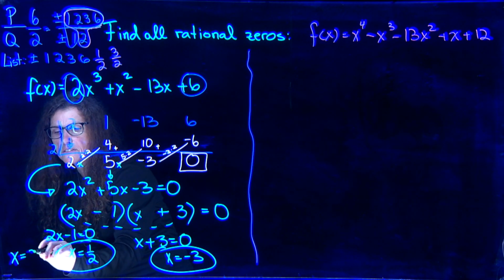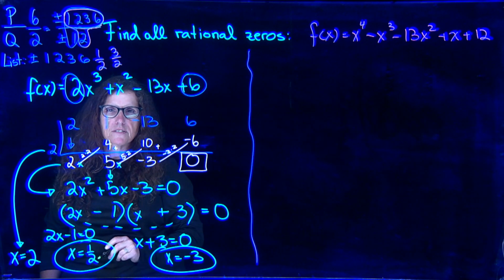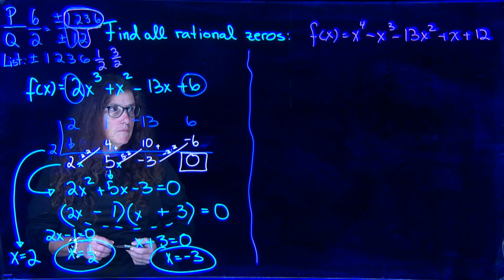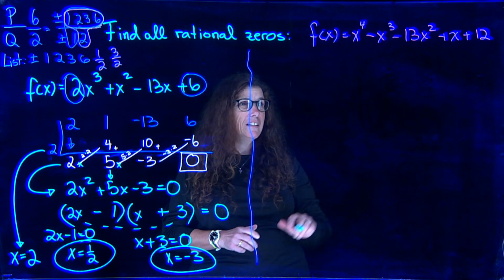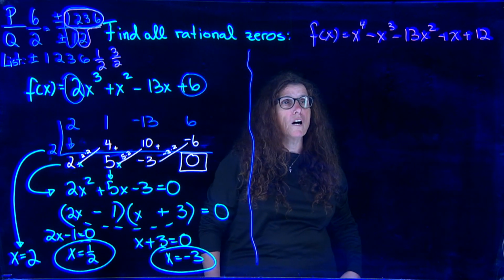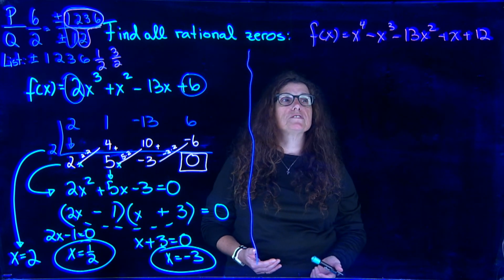Don't forget x equals 2 from our initial guess. This is one problem. Now let's take a look at the other problem. Here we are to the 4th power. So now we have to find 4 zeros.